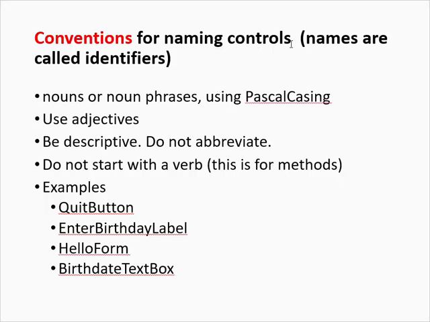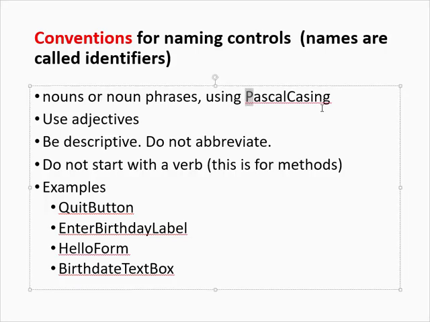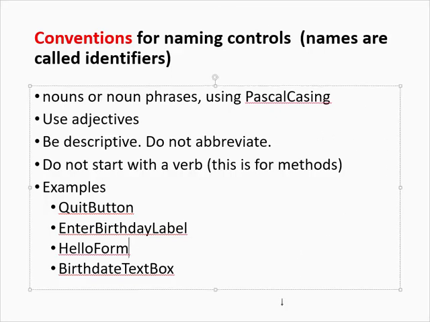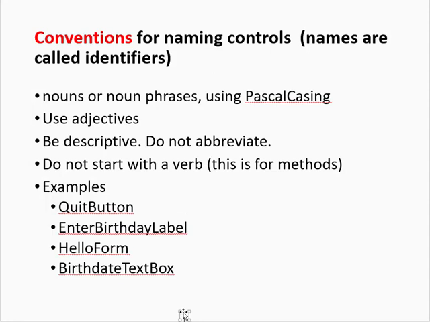When you name a control, remember that the name is called an identifier. You need to name it with a noun or a noun phrase, and you need to use Pascal casing. The term Pascal casing means you capitalize each word that you've blurred together into one name. The P is capitalized, the C is capitalized, and Pascal casing means you start with a capital. The alternative is called camel casing, and there is a case where we will use camel casing. Let me do an example here.